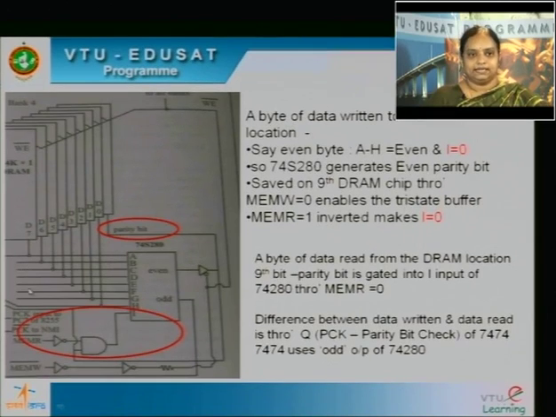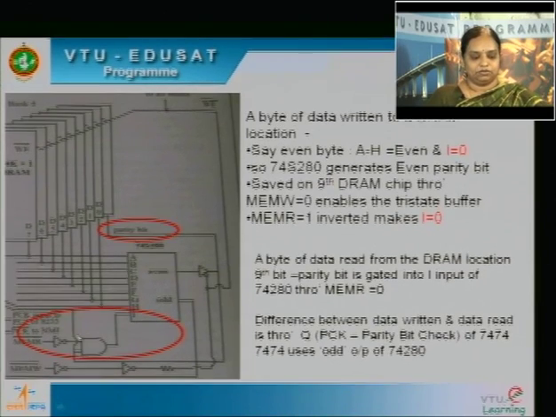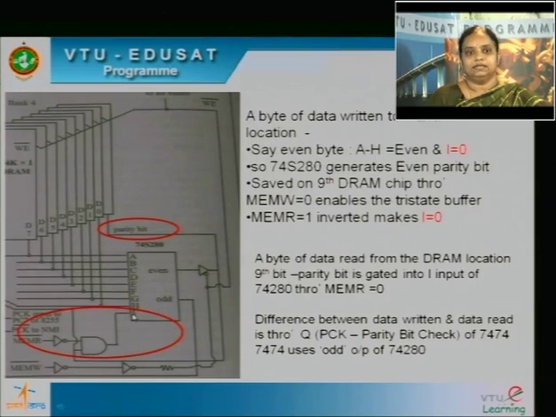As soon as the data is given and you are giving memory write, I becomes 0 because memory read becomes 1, and the I effect is not there. Only the even number of ones is counted, even goes high, and that is written into the parity bit. Now let us read it.